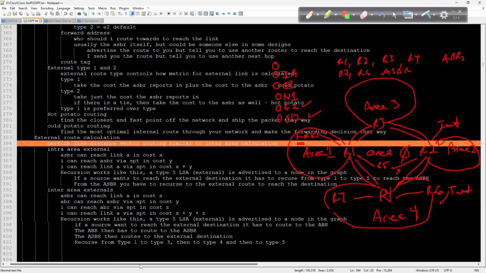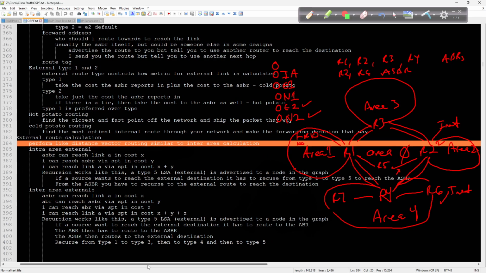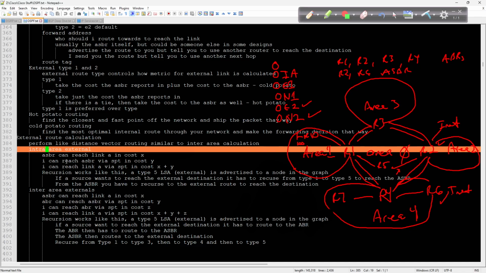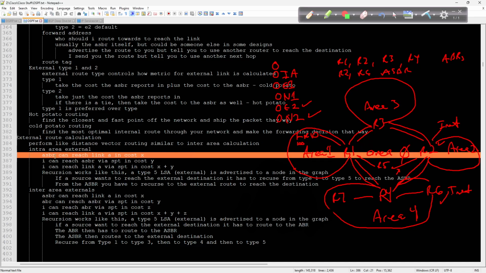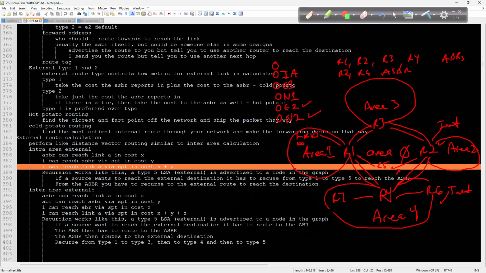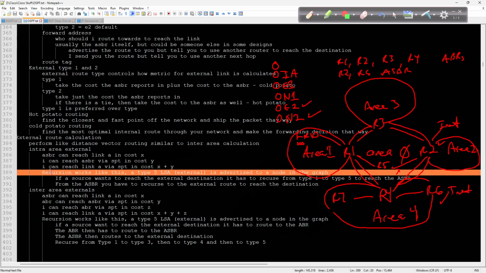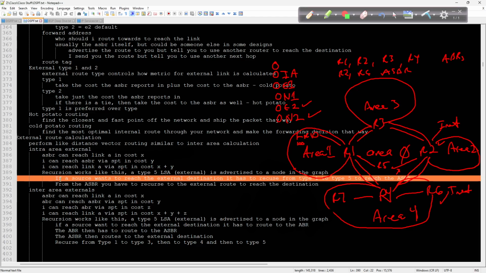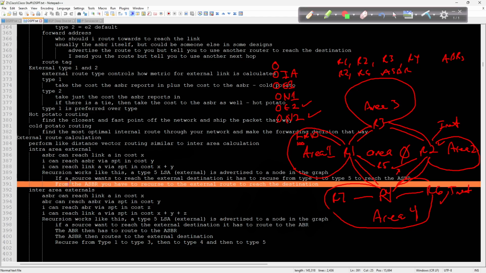So, can I scoot this over just a little bit? There we go. So we have our intra-area external. The ASBR could reach link A at cost X. I can reach the ASBR via the shortest path tree at cost Y. I can reach the link via the shortest path tree at cost X plus Y. Recursion works like this. A type 5 LSA is advertised to a node in the graph. If a source wants to reach the external destination, it has to recurse through the type 1 to type 5 to reach the ASBR. From the ASBR, you have to recurse to the external route to reach the destination.